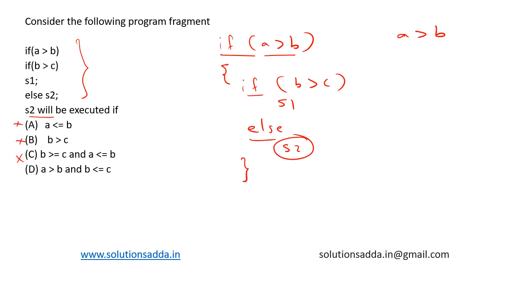Now, in order to reach S2, B greater than C should be violated. So B should be less than or equal to C. These two conditions have to be satisfied. And based on the options, option D satisfies this. That is, A greater than B and B is less than or equal to C. So option D is the right answer.